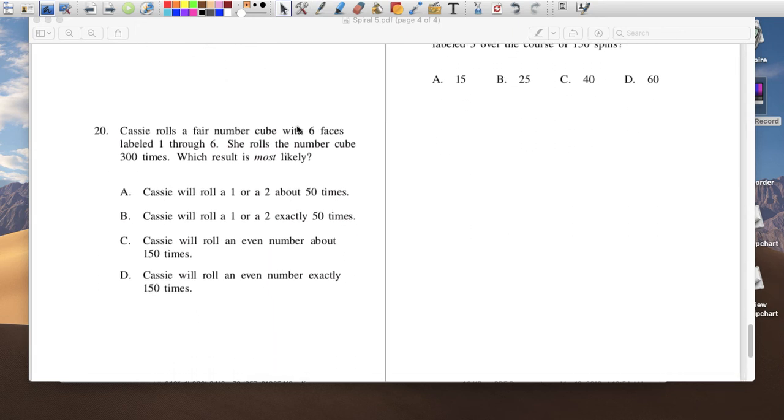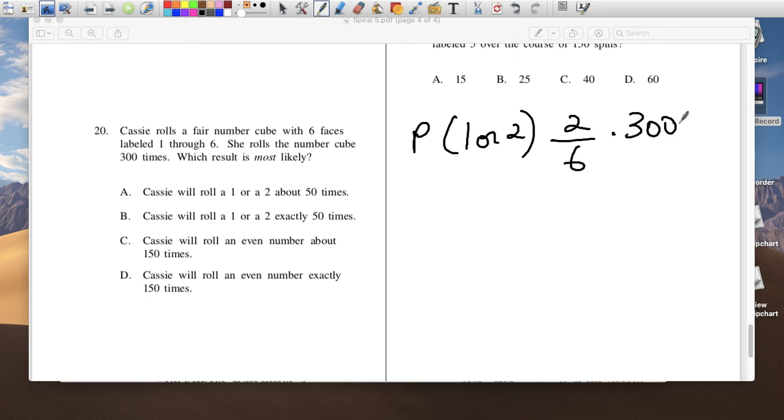20. Casey rolls a fair number cube with 6 faces numbered 1 through 6. She rolls the number cube 600 times. Which result is most likely? So we'll roll a 1 or 2 50 times. So what's the probability of landing on 1 or 2? Well, you have a 2/6 probability, right? 2 over 6. If you multiply that by 300, right? So think about that. It's going to be 100 times. So that's gone. You would expect it to land on 1 or 2 100 times.